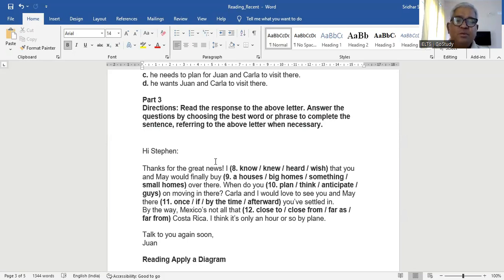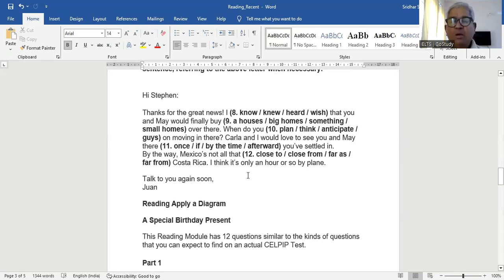Talk to you again soon, Juan. Now we are done with the reading for correspondence. So here you should not falter and get a low score, because it's much easier. If you read and inculcate habits of reading from today onwards, believe me, reading for correspondence will become easier and you will not score less on the reading.